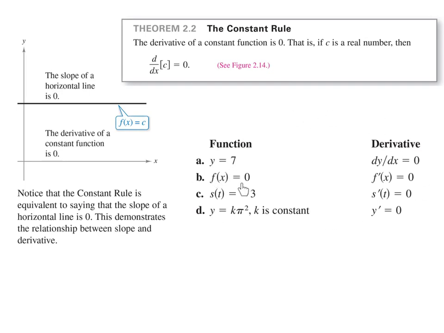All of these are constant functions written in different ways. k is a constant, pi squared is a constant, we all know that. And the derivative of all of these expressed in different ways all equals 0.